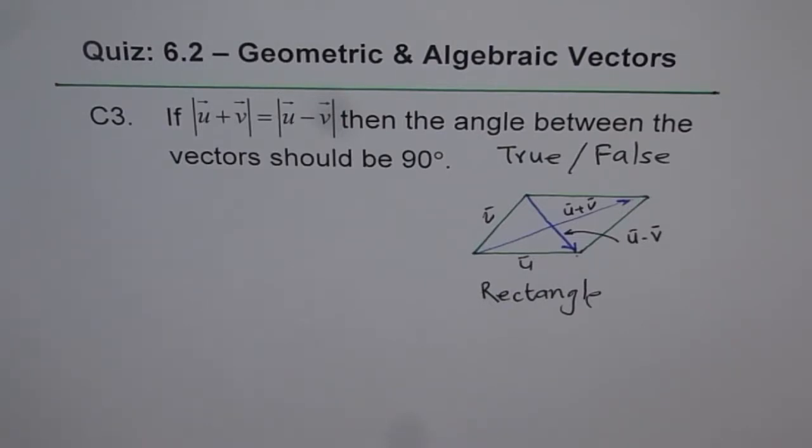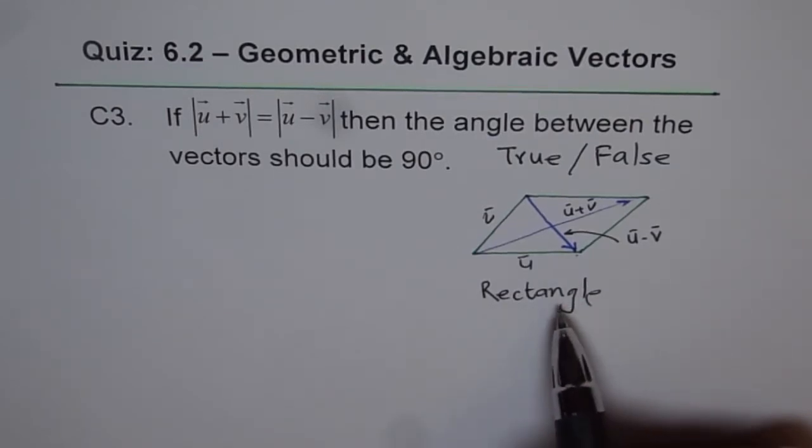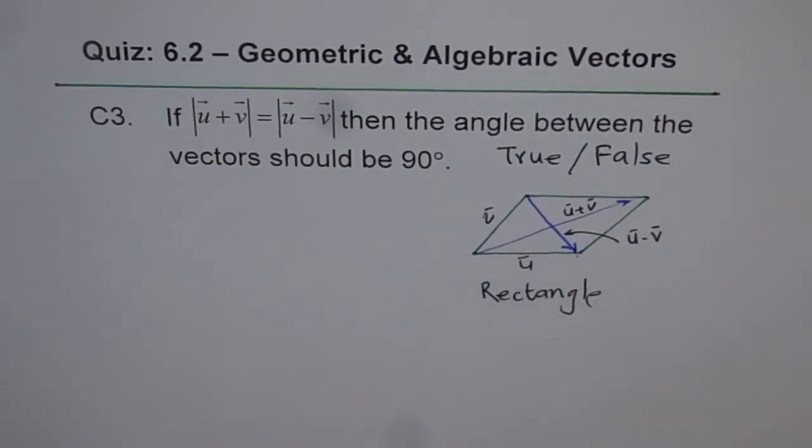So if, for the vectors u and v, we find their sum and difference, and the magnitudes are the same, that means the parallelogram is actually a rectangle, and if it is a rectangle, then the angle between them has to be 90 degrees. Do you see that? So that is how we can prove it, correct?